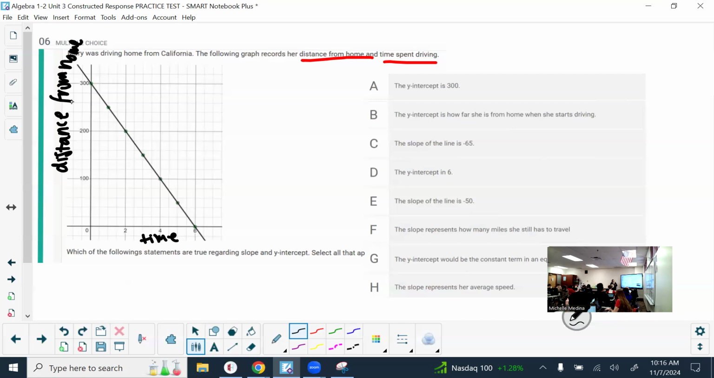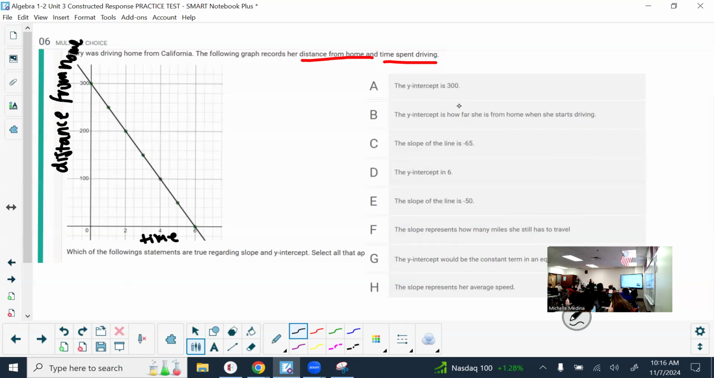Right? She's driving home from California. So this is telling me that she's at her farthest distance from home at the start of her trip, right? And then as soon as she gets home, there's 0 miles between her home and home. Okay? So that makes more sense. That should hopefully better help you understand these.